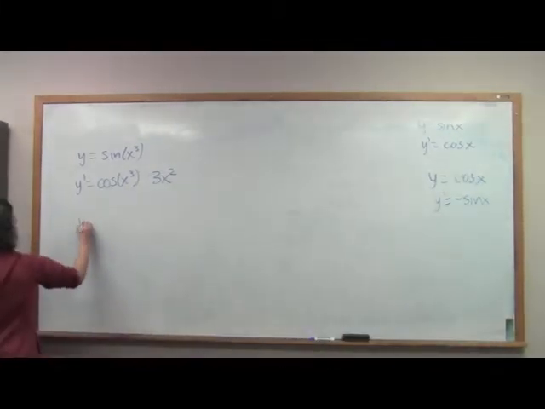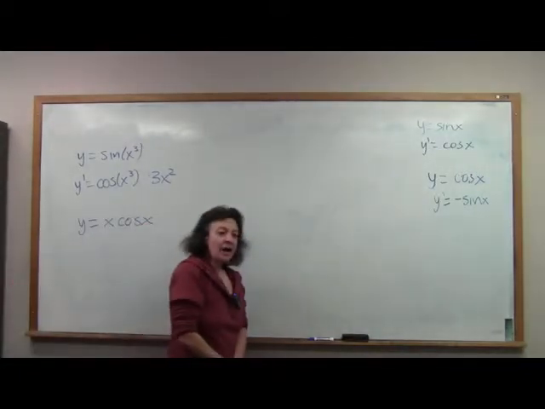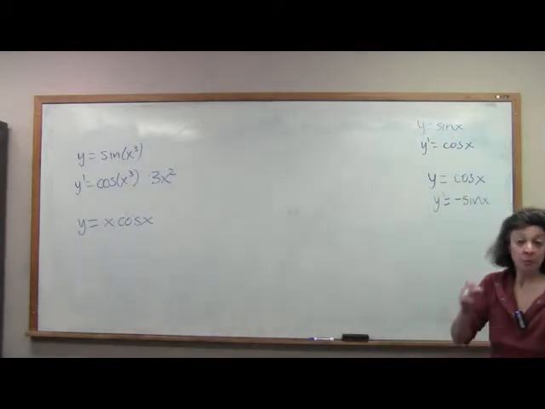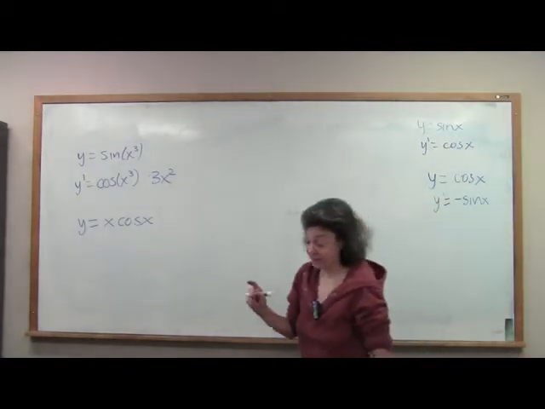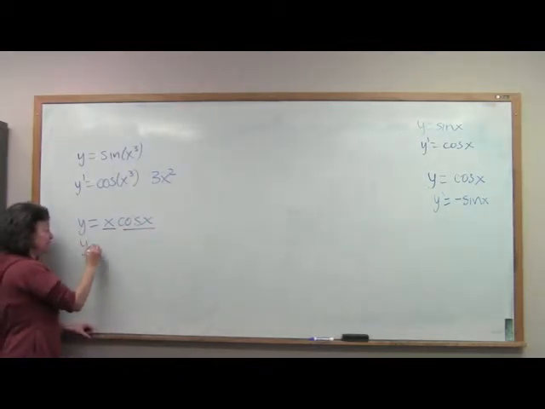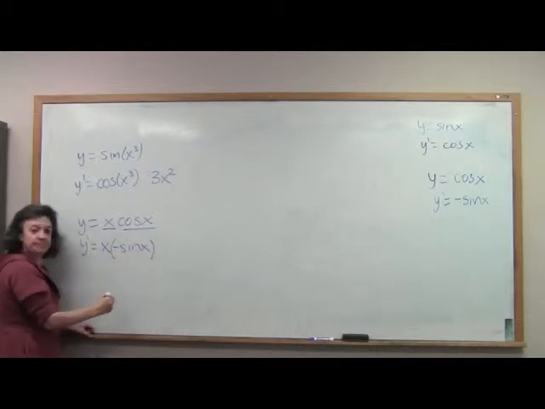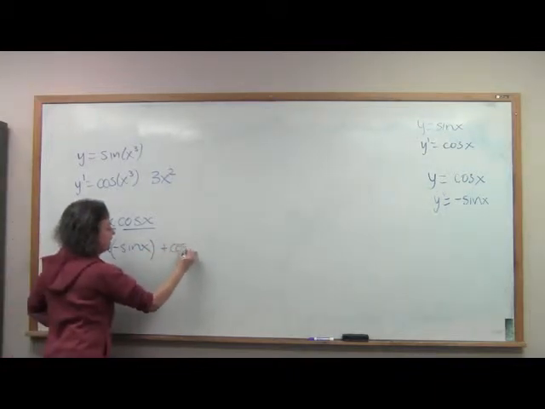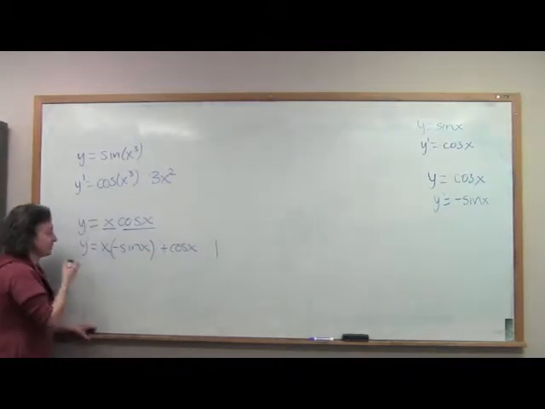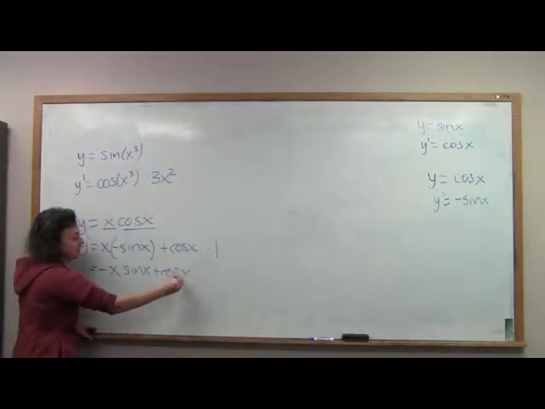Okay, what if I have y equals x times the cosine of x? How would I take the derivative of this? Well, it's important that you recognize that this is the product of two functions. So, you use your product rule. It's the first times the derivative of the second plus the second times the derivative of the first. So it's negative x sine x plus the cosine of x.